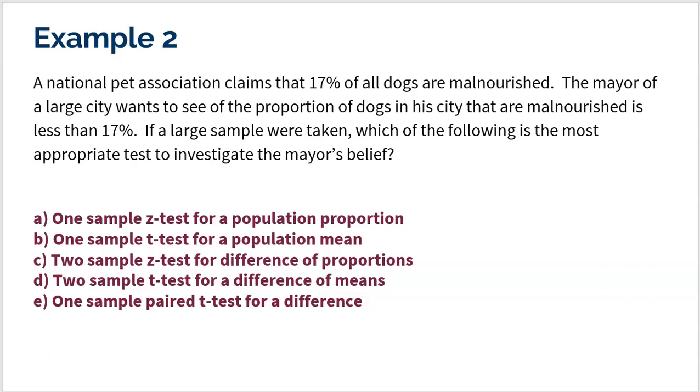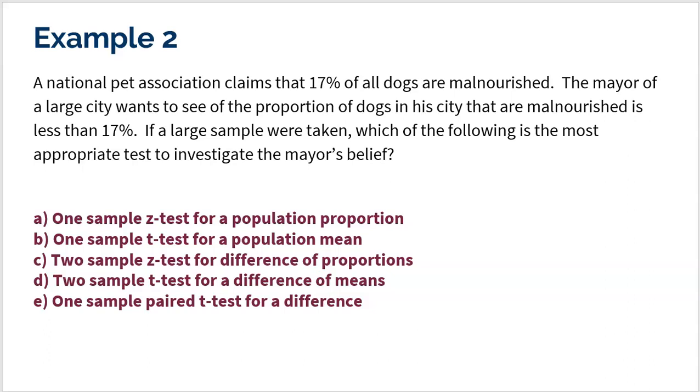A National Pet Association claims that 17% of all dogs are malnourished. The mayor of a large city wants to see if the proportion of dogs in his city that are malnourished is less than 17%. So if a large sample were taken, which of the following is the most appropriate test to investigate the mayor's belief?